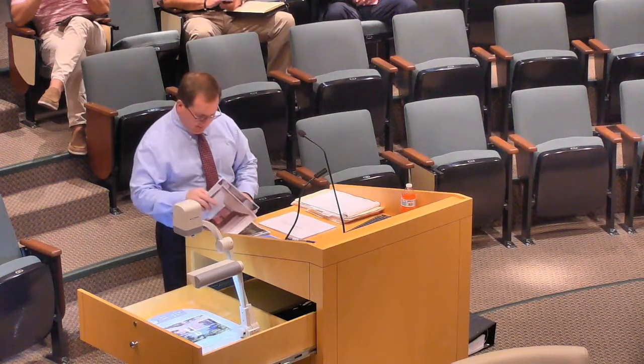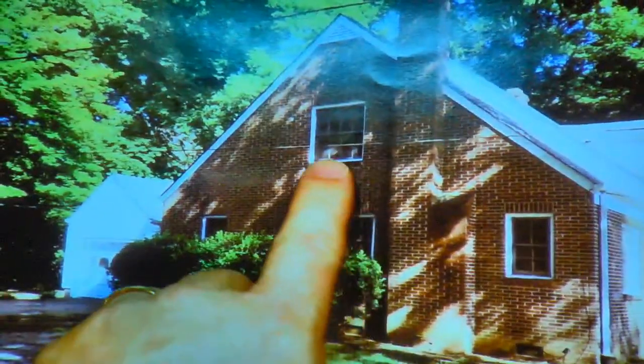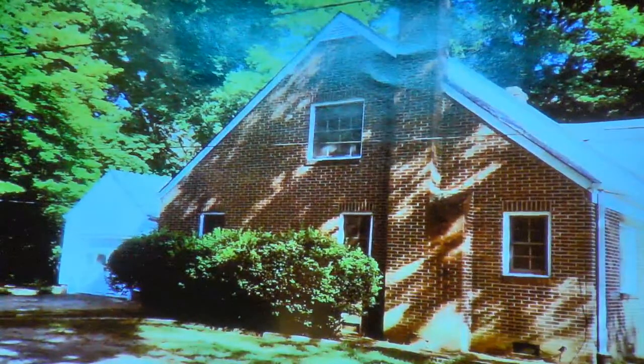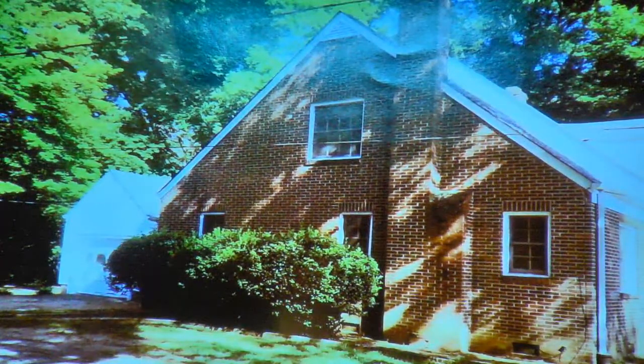You see on the front of the house there, you have the 8/8 window. On the side of the house, you have 6/6, 4/4, and so it's a mix of window types on there at this time.